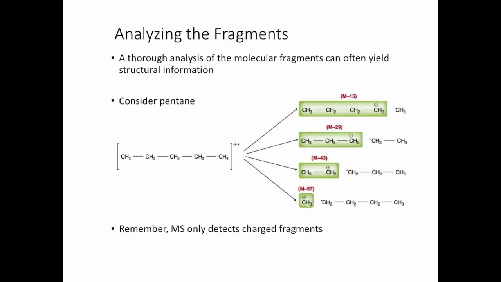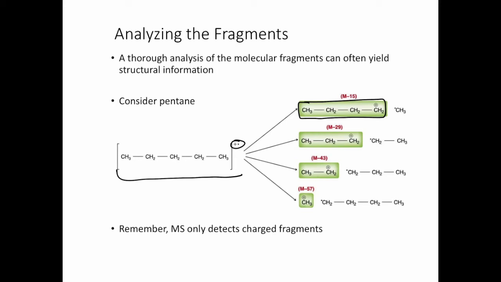So in addition to the molecular ion peak and M+2 peaks, we can also analyze fragments. So if we consider pentane, this would be a representation of the molecular ion of pentane. So it's lost one electron, therefore it has a positive charge and it is a radical. So if it loses a methyl radical, we would get this fragment here, which would be equal to the parent ion mass minus 15 mass units.